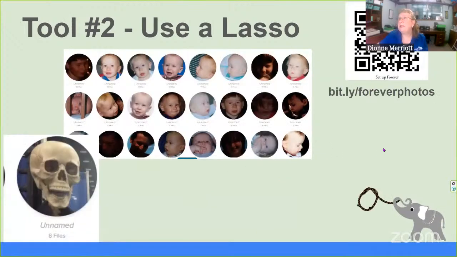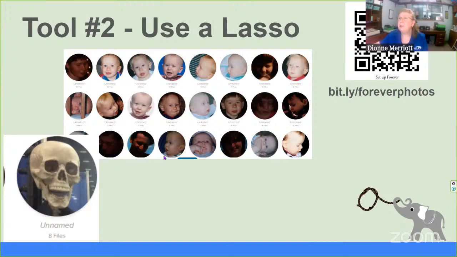So the way Forever does it is using a lasso, and it gathers all the faces together that look like the same person. Now, as you have different views, people looking in different directions, you have people at different ages. But I like this one because when I was working on a client's project, it even did the lasso on Skelly, the skeleton in their company break room. And so all these different faces, it's grouping them into various groups so that you can name them.